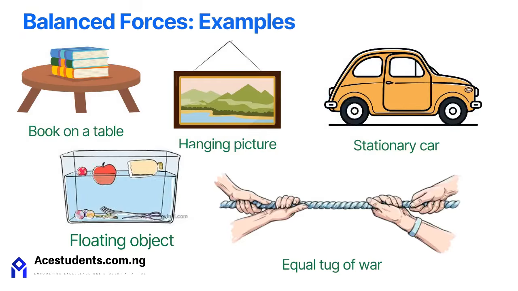A book on a table stays still because gravity pulls it down while the table pushes it up with the same force. A floating object stays level because upthrust balances weight. These examples are common in multiple choice questions. Always identify the opposing forces clearly.